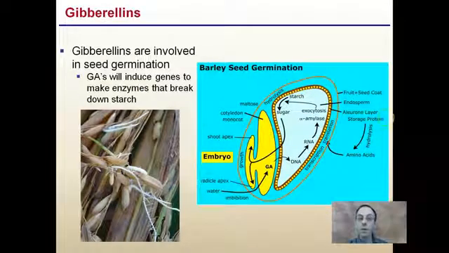Gibberellins are also involved in seed germination. GAs will induce genes to make enzymes that break down starch. Initially, we have our endosperm, that's our stored energy. Well, GAs can initiate the breakdown of that endosperm so it can be used for the seed to start the formation of the root and the growing of the shoot to get above the soil. So gibberellins are involved in seed germination in the sense of being able to initiate the breakdown of that food source so that it can start to be used to germinate the seedling.